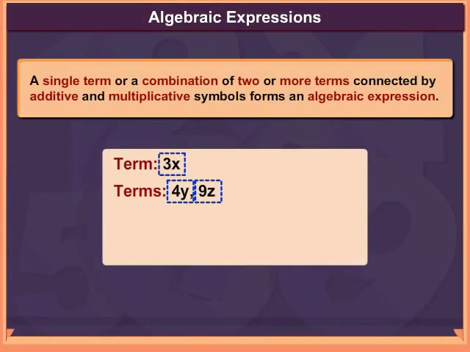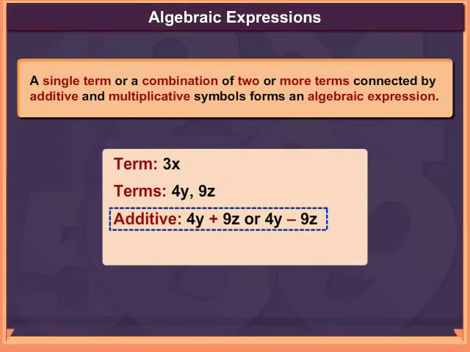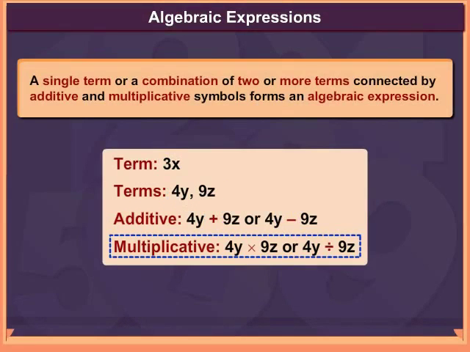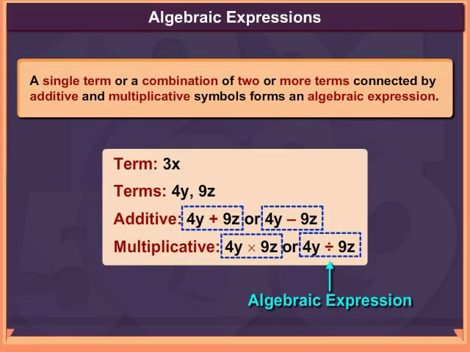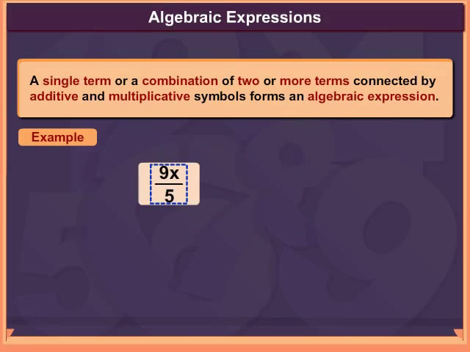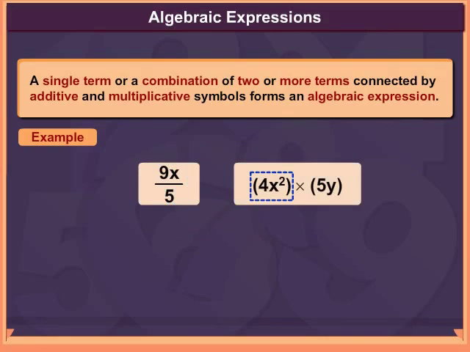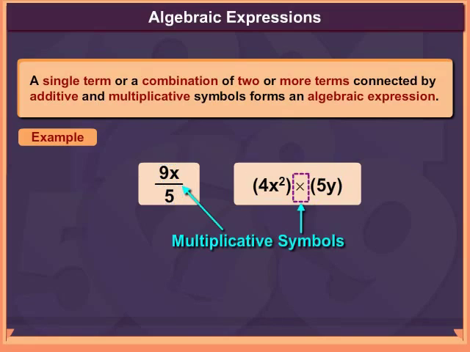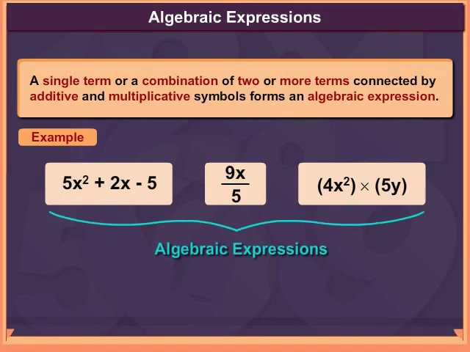A single term or a combination of two or more terms connected by additive symbols, both addition and subtraction, and multiplicative symbols, both multiplication and division, forms an algebraic expression. Example: 5x squared plus 2x minus 5 is a combination of terms. We notice here the terms are connected by additive symbols like addition and subtraction. Then 9x divided by 5 and 4x squared multiplied by 5y. Here we see terms are connected by multiplicative symbols like multiplication and division. These expressions formed are called algebraic expressions.